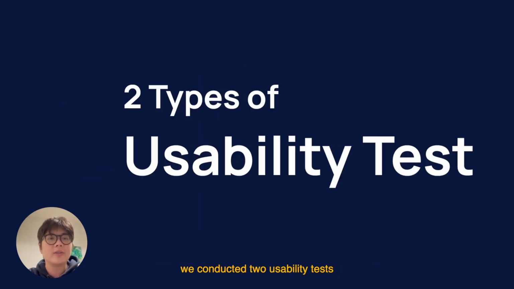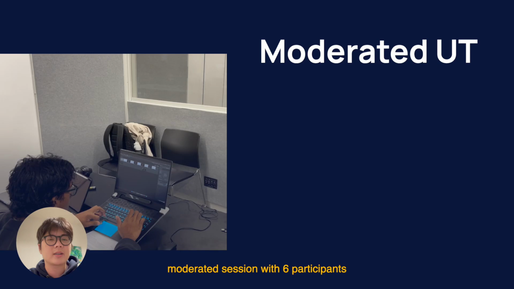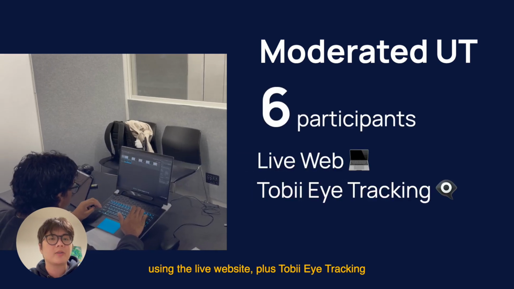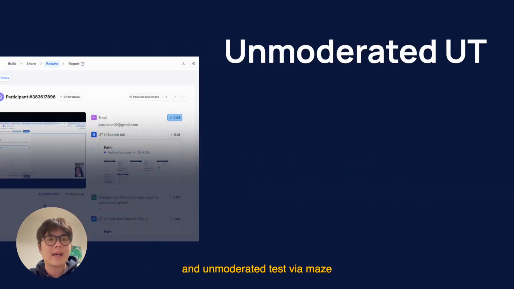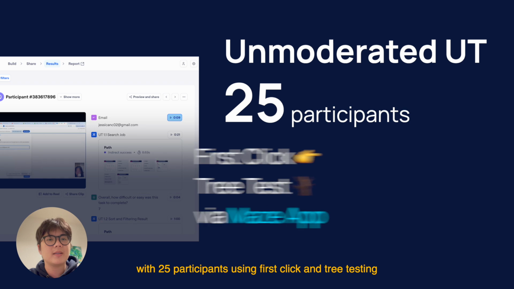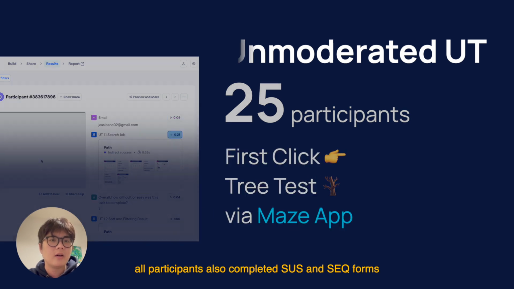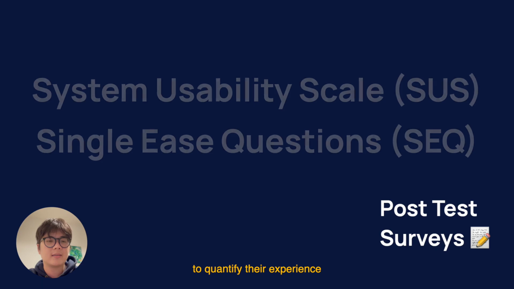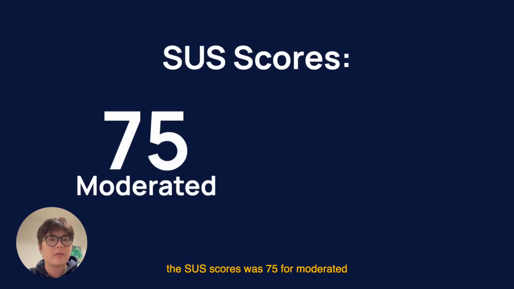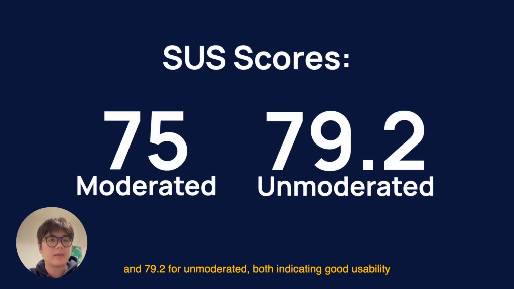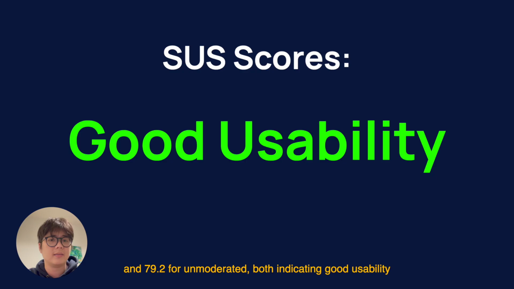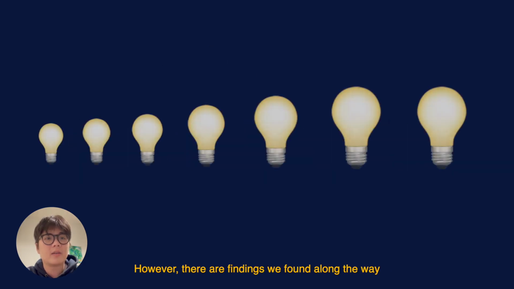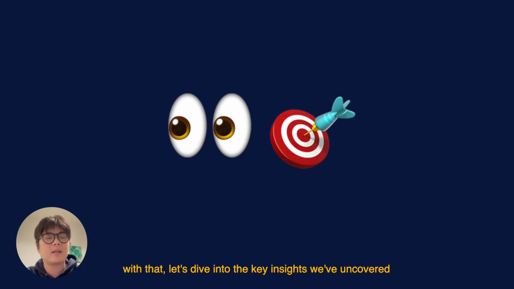We conducted 2 usability tests: moderated sessions with 6 participants using the live website plus Tobii eye tracking, and unmoderated tests via Maze with 25 participants using first-click entry testing. All participants also completed SUS and SEQ forms to quantify their experience. The SUS scores were 75 for moderated and 79.2 for unmoderated, both indicating good usability. However, there are findings we found along the way which could further improve the usability of Seek. With that, let's dive into the key insights we've uncovered.